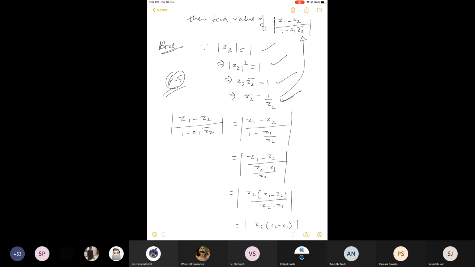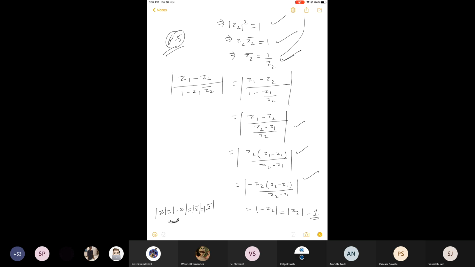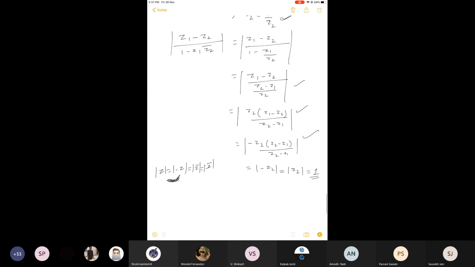When you put Z2 bar as 1 by Z2 and take the LCM, finally, after taking minus common, the numerator and denominator get cancelled and only minus Z2 is remaining. Then you will use property 8, and with the help of property 8, you can write it equal to mod Z2, and its value is equal to 1, which is given in the question.